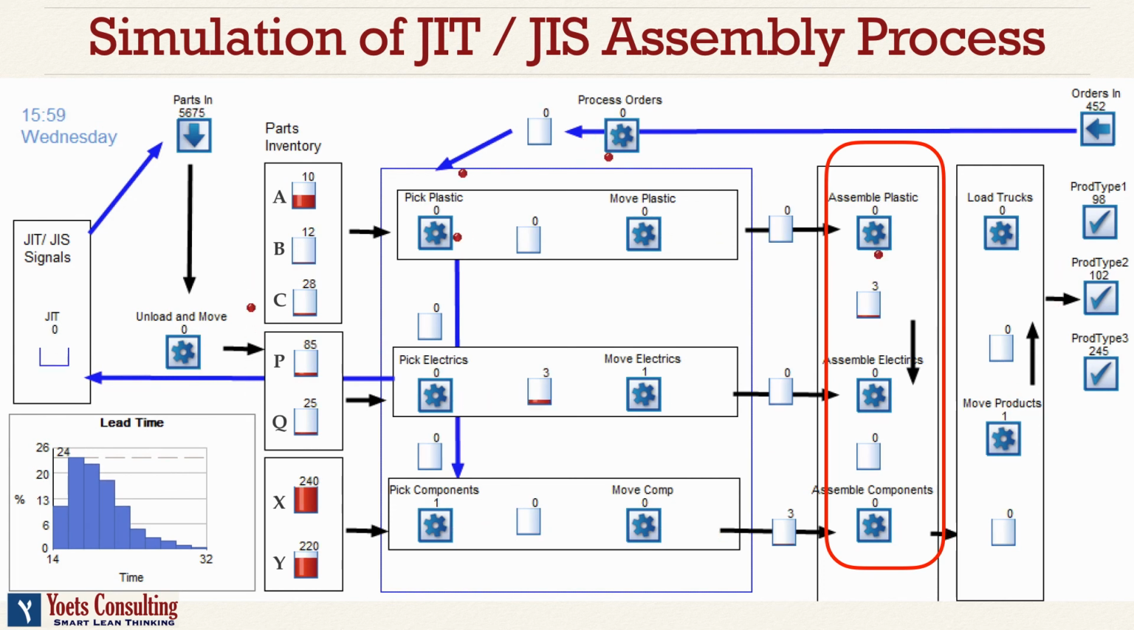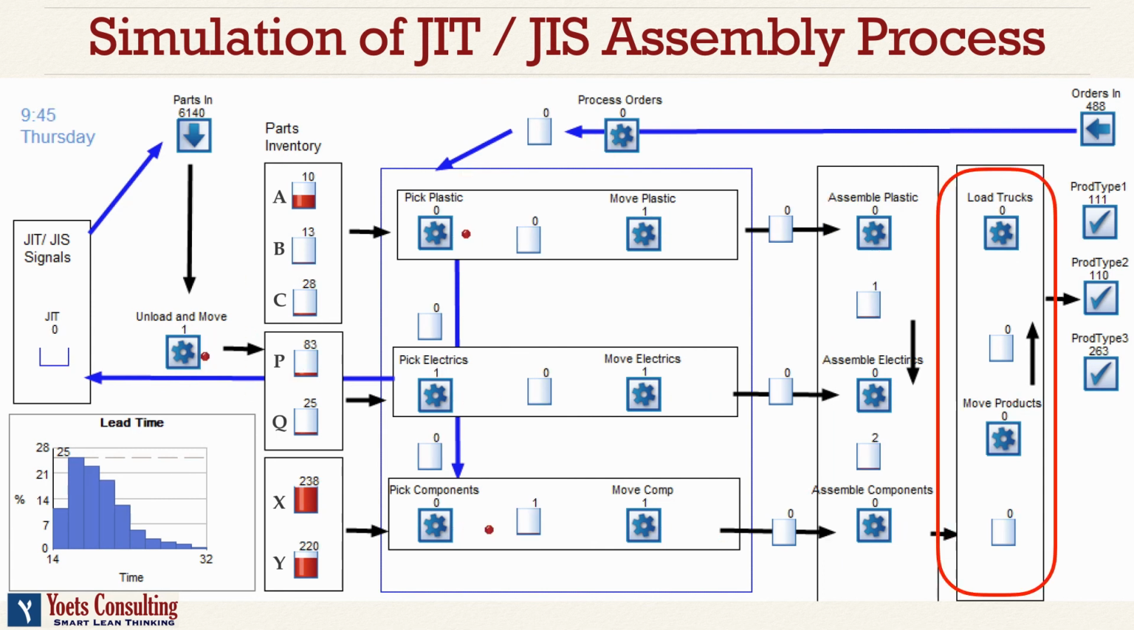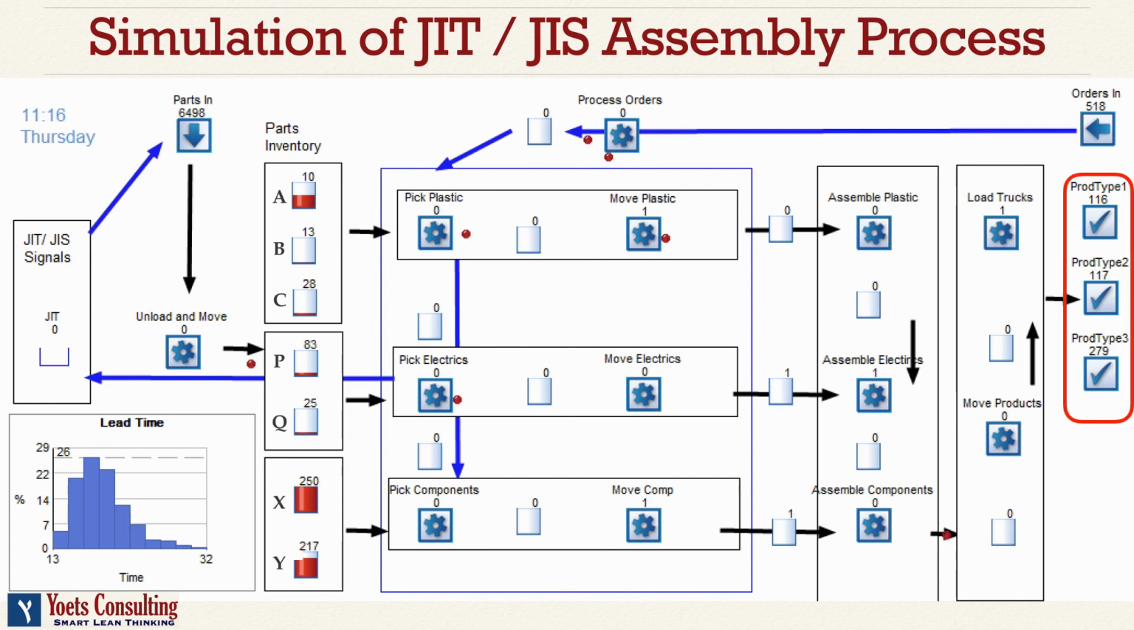You can see those black arrows show the material flow, while the blue arrows show the information flow. And after the assembly, the final products are then moved and loaded into the trucks, which then go to the final destination. You can see on the bottom left corner the histogram for the lead time. And this lead time is the duration between the order coming in and the final delivery.